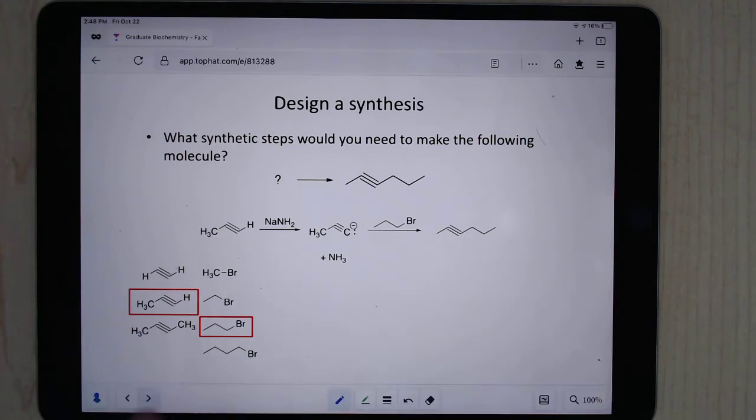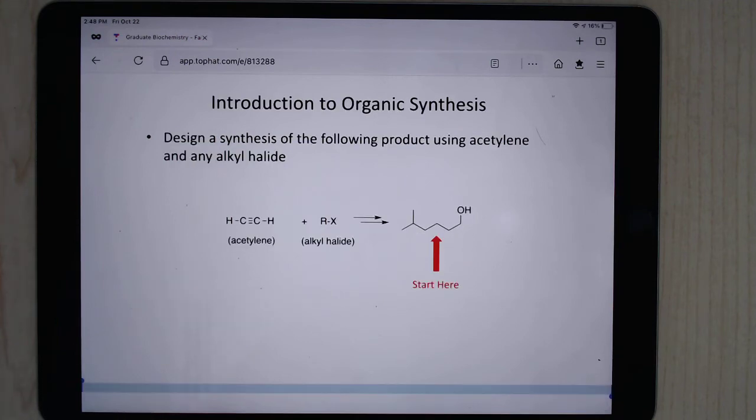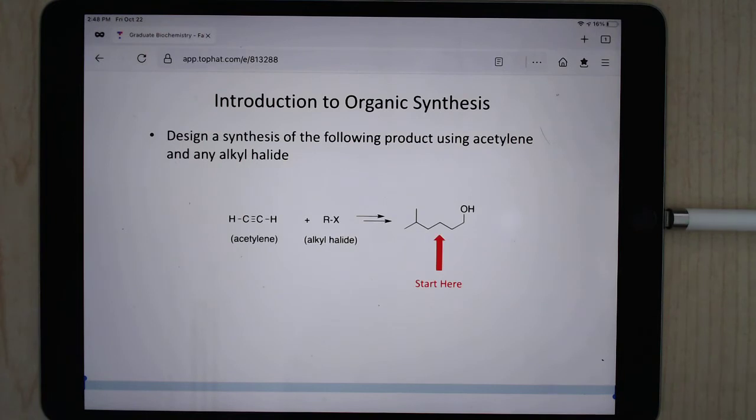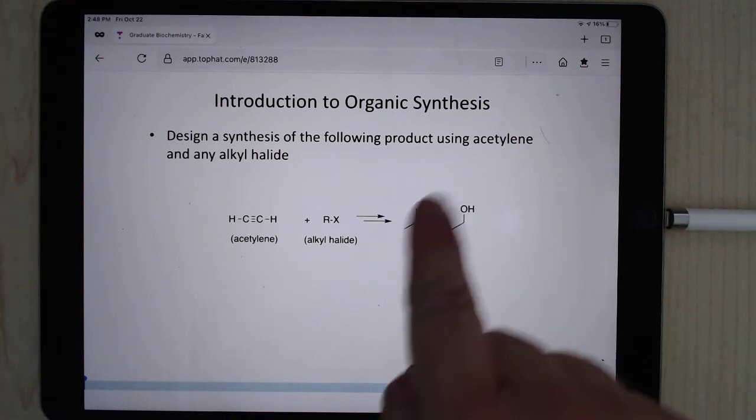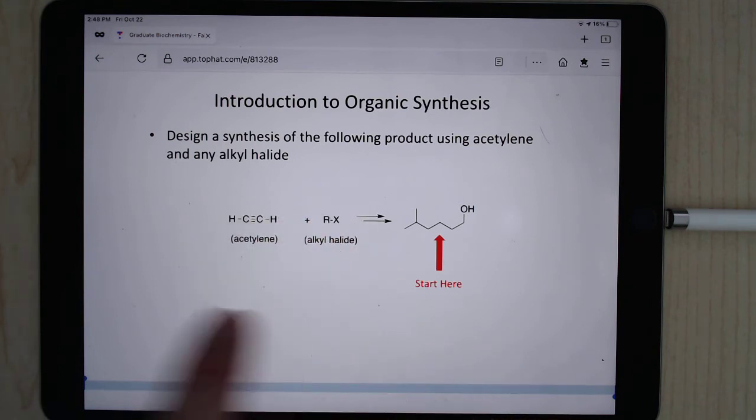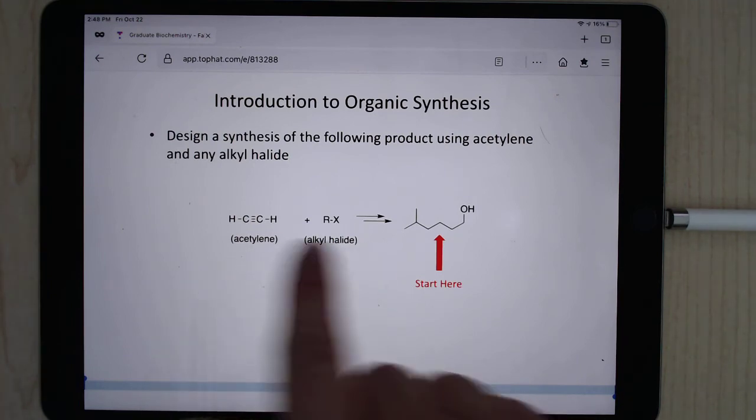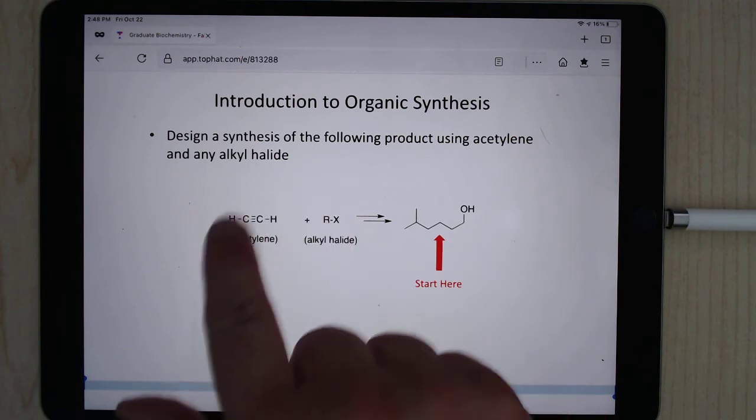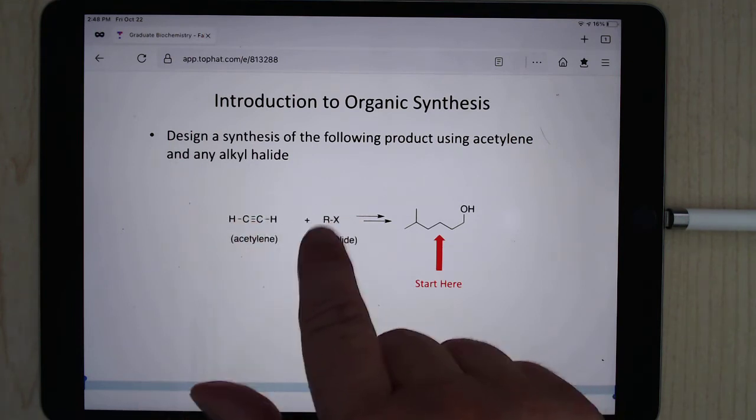Now, we can go a step further and say, hey, what if we want to put in a functional group? Okay, so what if we want to come in here and design this molecule? We know we're probably going to have some sort of alkyl halide, and we need to start with acetylene here. And so we know we have to go through this triple bond. We can get to this in a minute.